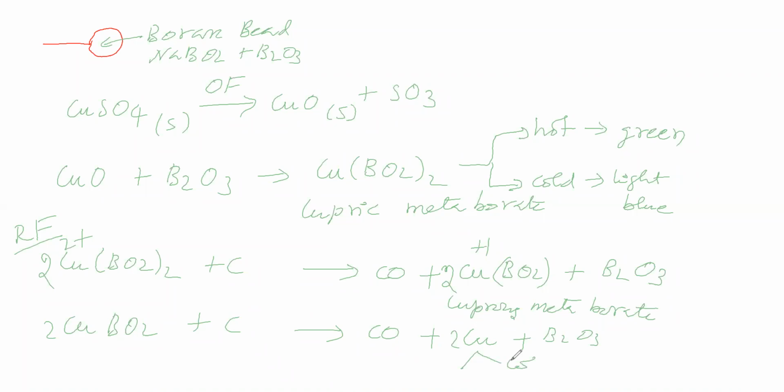This copper shows some color in cold and some color in hot condition. In cold, what color does it show? You might have seen copper wires. What color do copper wires appear? Reddish brown. Therefore, this copper appears reddish brown in the cold condition. In the hot condition it appears colorless. This is the borax bead test for a copper salt.